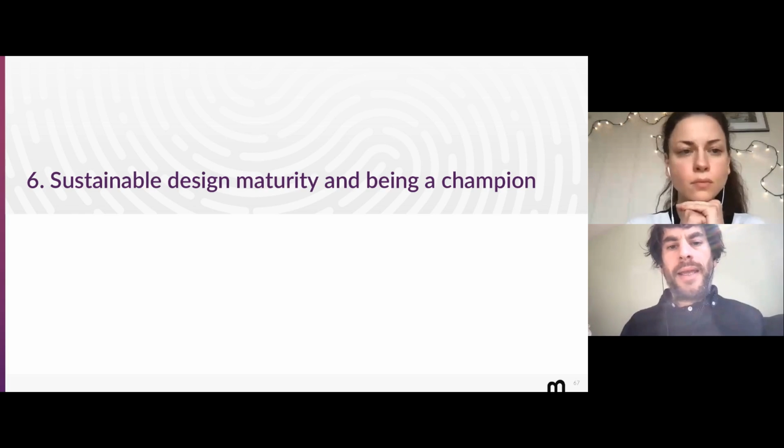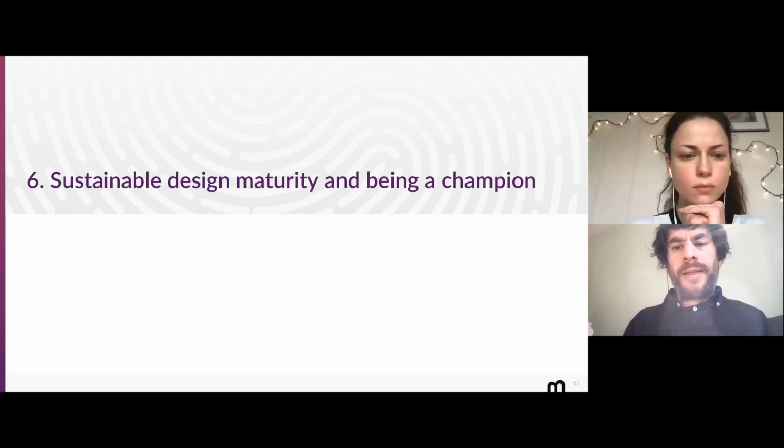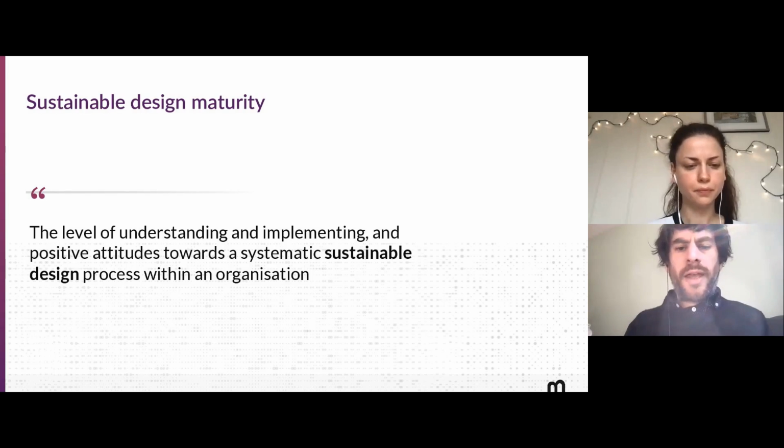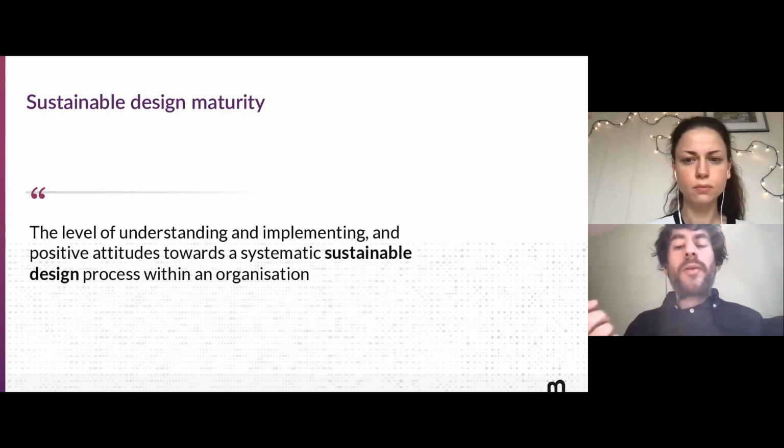And what we're talking about here is design maturity, or sustainable design maturity. And also what we're going to cover in this topic is how you can be a champion to push that agenda. So just to put a definition on it, we've borrowed this one from the International Standards Organization, an adapted version of their definition for human-centered design. I think it translates quite nicely, because what we're talking about here is the level of understanding and implementing, and critically, the positive attitudes towards a systematic, sustainable design process within an organization. So culture is going to play a really big part in any sustainable activities you're going to try and make happen.